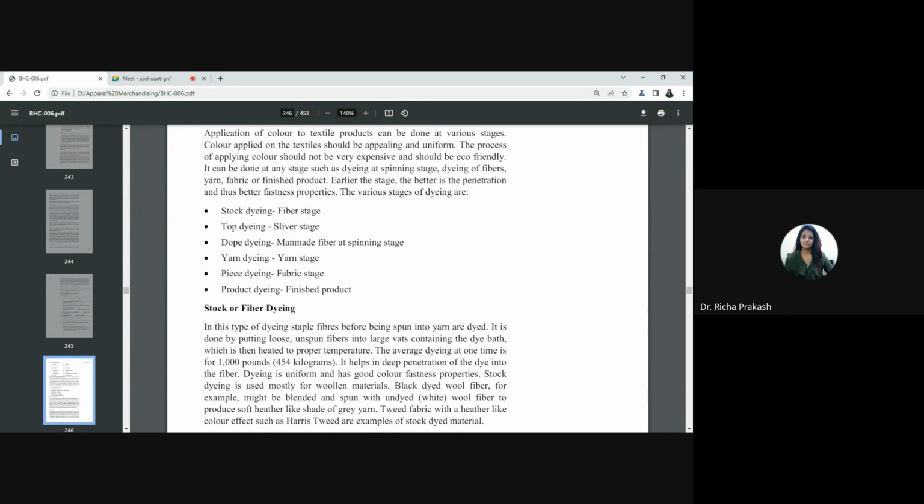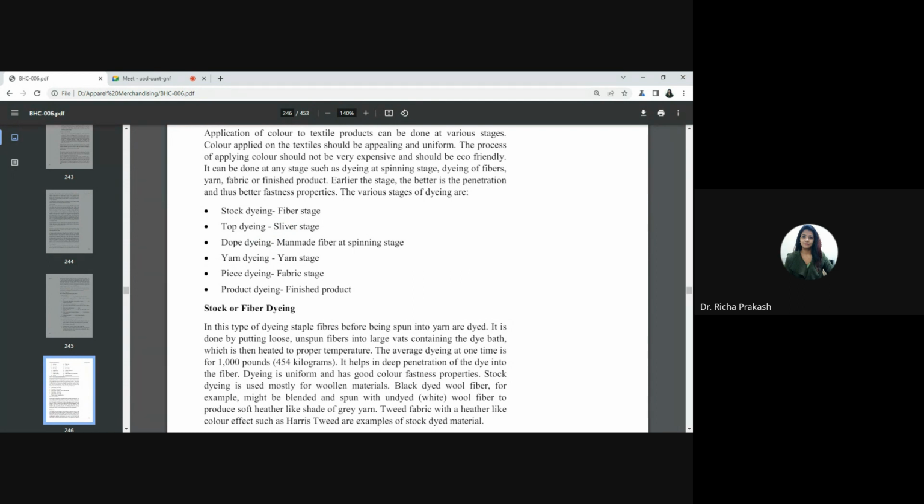Product dyeing, now many a time it must have happened with all of us, I'm sure, that we are wearing jeans, maybe blue or black or whatever, and after a few years we feel that it has faded. So what we do is we just give it to the dyer, you just dye it into maybe a darker shade of blue, or maybe some black color, or any other color.